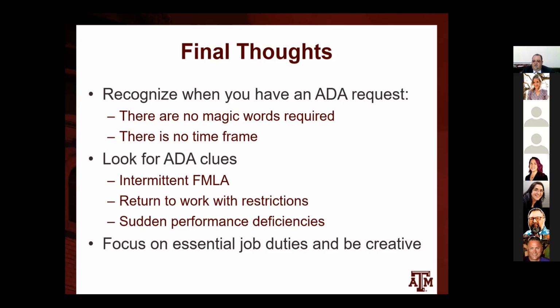Different things, look for ADA clues. If someone has intermittent FMLA, you may not know why the FMLA is intermittent, but you know they're struggling with coming to work on time during certain time periods. It could be seasonal, things like that. So pay attention to clues. It's perfectly fine to ask an employee, hey, I see you're having difficulty with this. Is there anything I can do to help? Is there anything you need from me or from the university to help?